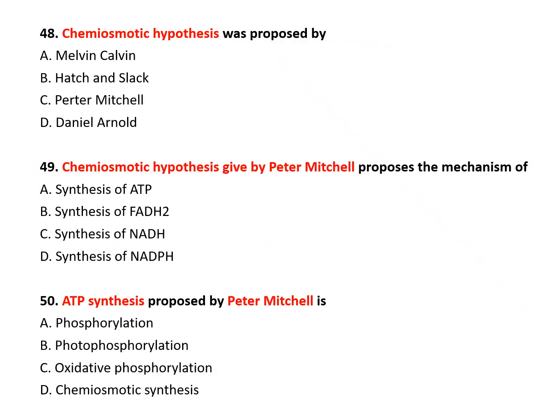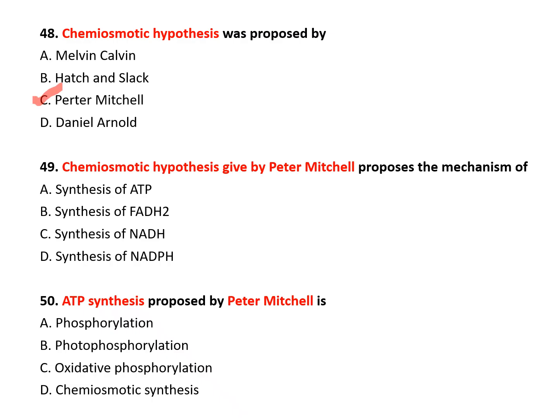The next question, number 48. The chemiosmotic hypothesis was proposed by: option A, Melvin Calvin; option B, Hatch and Slack; option C, Peter Mitchell; option D, Daniel Arnon. The correct answer is option C, Peter Mitchell.